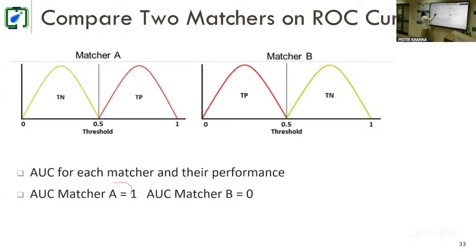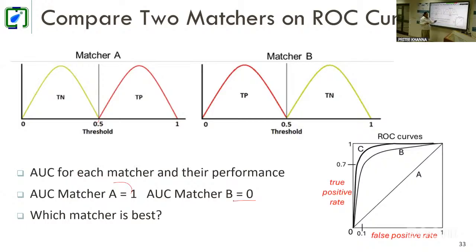Right? Because there is a perfect separation. This is what we want in the perfect situation. So area under the curve is 1. But if you talk about matcher B, the area under the curve is 0 because they have flipped it. So every imposter will be allowed.